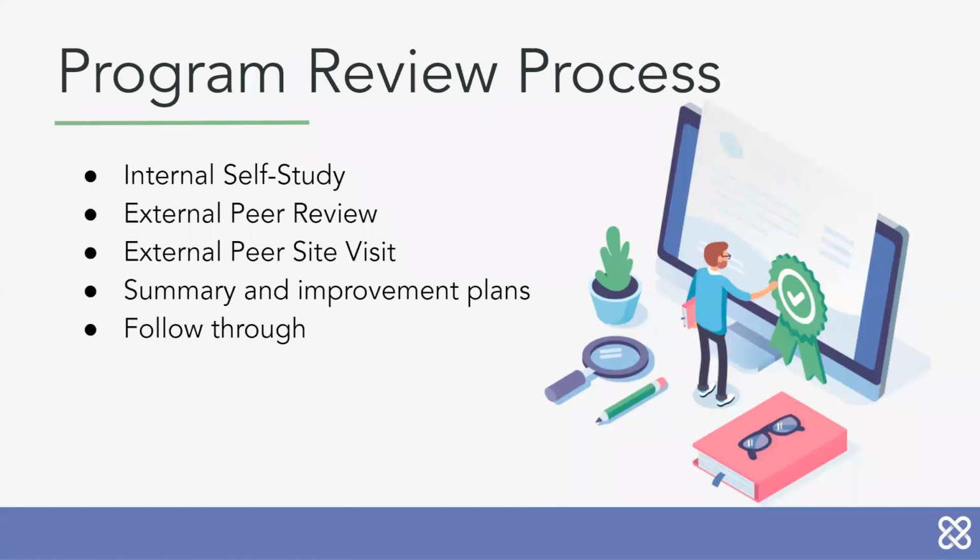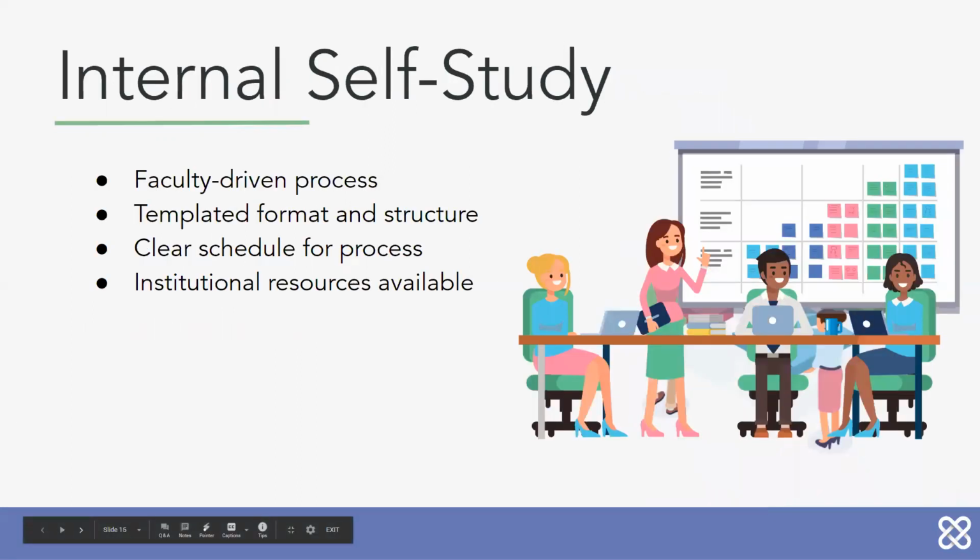The first step, though, is to do that internal self-study. And this is where a lot of schools think of this as the program review. But that internal self-study really is the first step in several steps. This is where the program will complete a comprehensive self-study that results in a formal report. We're going to talk about the contents of that self-study here in a second.